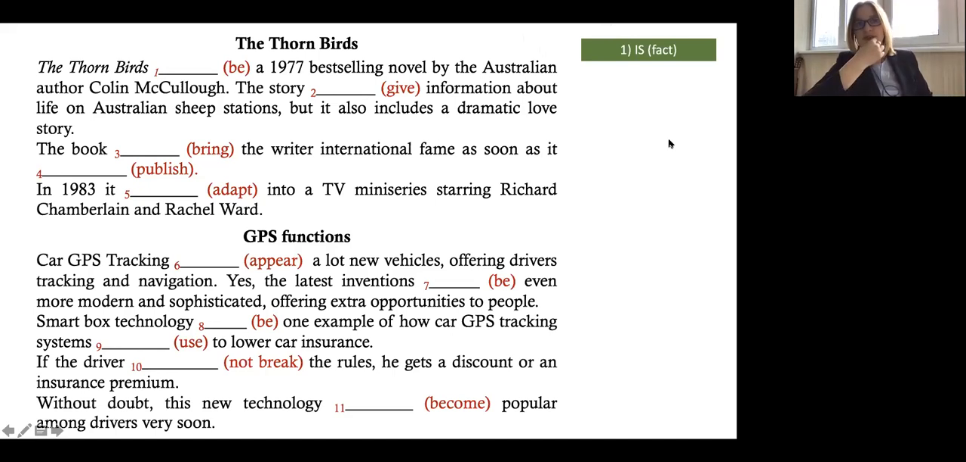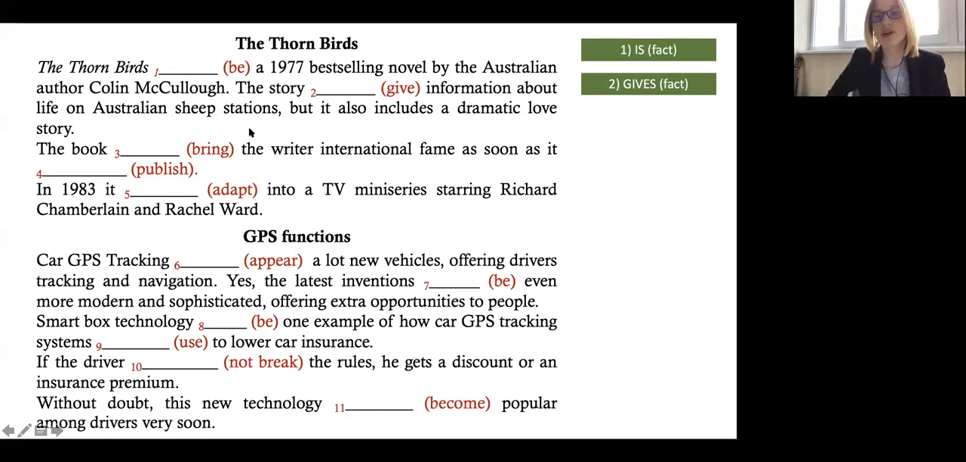Okay, now we start thinking that if the first initial sentence in this text is about the present context, perhaps the closely standing sentence, the next one, will be in the present indefinite too. Let's check it. The story gives information about the life on Australian sheep stations, but also includes a dramatic love story. When we discuss the content of the book, of course, we speak about the present tense. It's quite obvious.